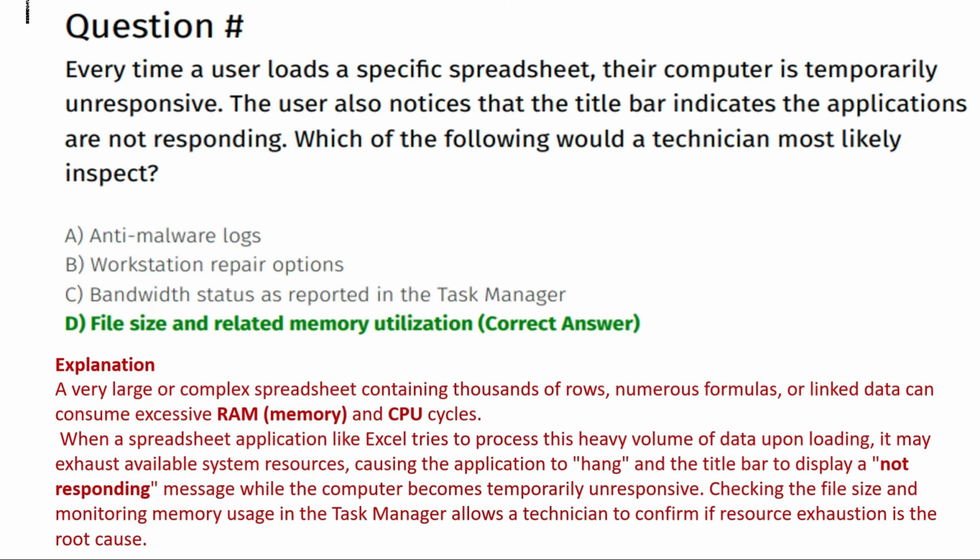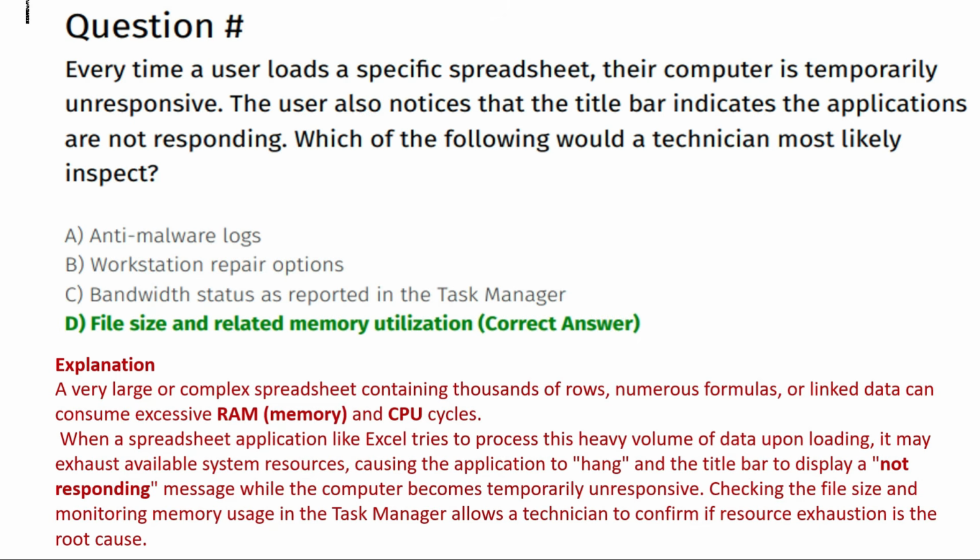So let's check the explanation. Very large or complex spreadsheets containing thousands of rows, numerous formulas or linked data can consume excessive RAM and CPU cycles. When a spreadsheet application like Excel tries to process this heavy volume of data upon loading, it may exhaust available system resources, causing the application to hang and the title bar to display a not responding message while the computer becomes temporarily unresponsive.